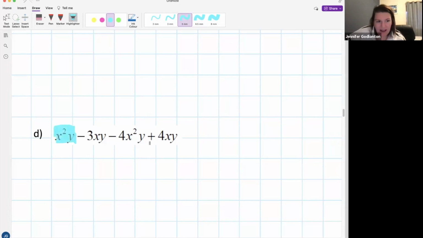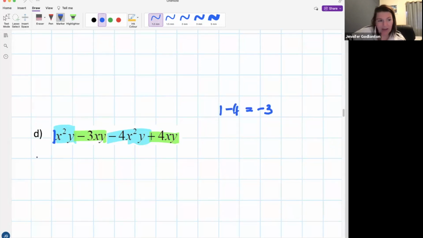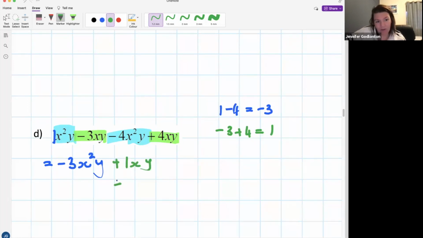So I'm going to start by highlighting my like terms. And then I'm going to write my coefficients over here on the right-hand side, just so I can see what's going on. I'm going to have 1 minus 4. That's going to give me -3. So I'm going to have -3x squared y. And then in my greens, I have -3 plus 4, which is going to give me 1. So that's going to be plus 1xy, or we could say plus xy.